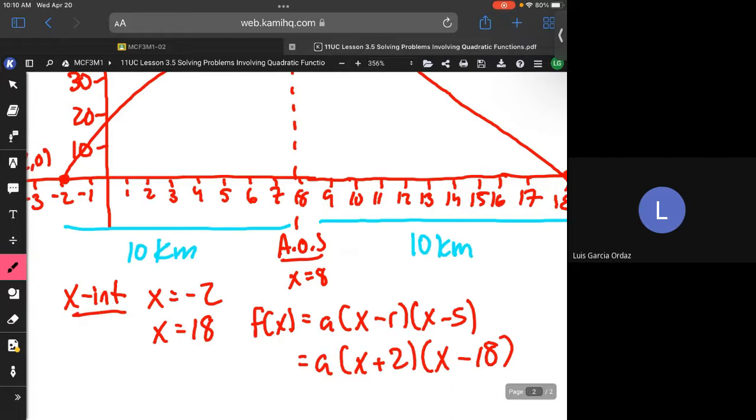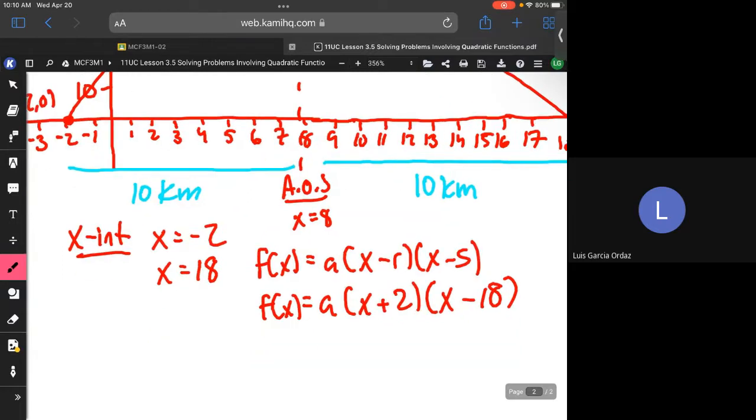So now that we have our brackets in factored form, I need to figure out what my a value is. Is there a specific point on the graph that we have that can help us find our a value? Yeah, our vertex is 8 and 40. Which one's x and which one's y? 8 is x, and 40 is y, or in this case, f of x.